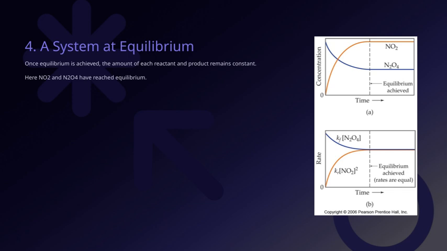This state of balance is what we call equilibrium, and it plays a crucial role in understanding how chemical reactions behave in real-world systems. Recognizing this helps us predict how reactions will respond to changes in conditions, which ties back to the larger theme of controlling and understanding chemical processes.